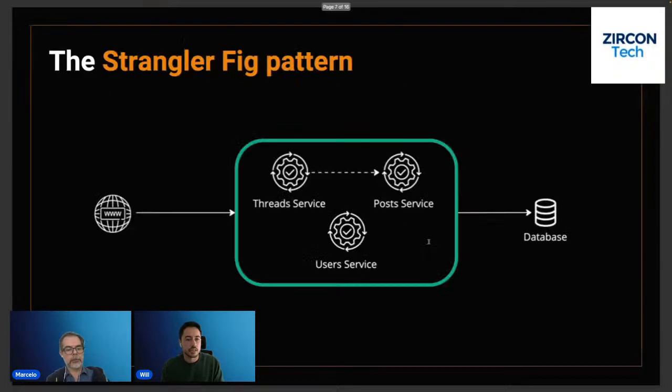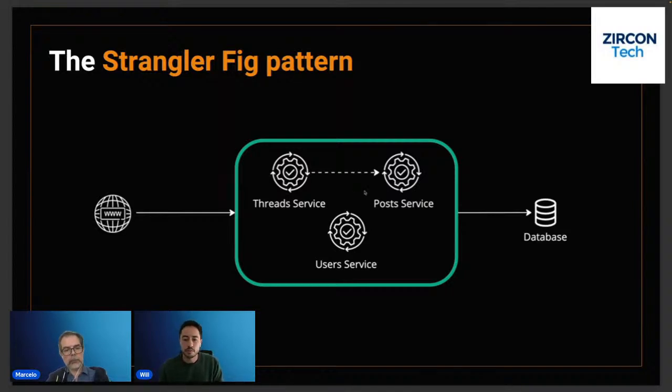So let's discuss a little bit about this pattern, right? Let's put an example. Imagine that we have a blog application, a very simple monolith with a few services that is composed of a user service, a post service, and a thread service. The middle arrow represents that the thread service is using some functionality from the post service.